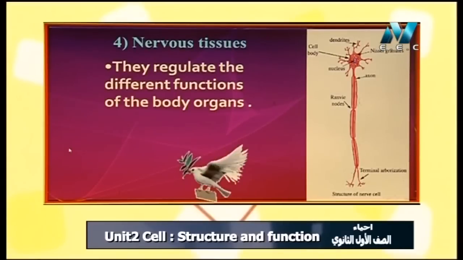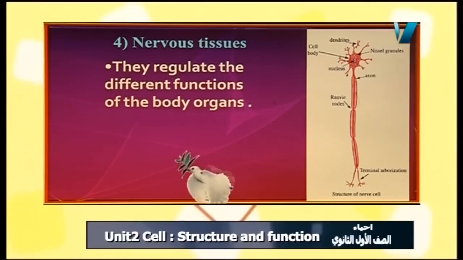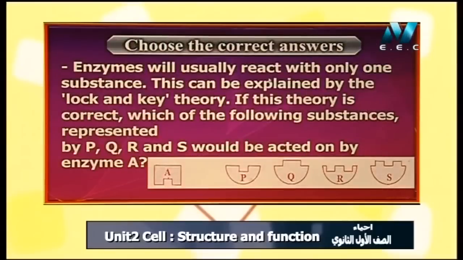The third kind or fourth kind of tissue بنقول عليها nervous tissue. They regulate the different functions of the body organs. يبقى دي بتعمل controlling أو regulate the function of the body organs because it is responsible for carrying the sensory impulses from the sensory organs to the central nervous system and they carry motor impulses from the central nervous system to muscles or glands. علشان كده النيرفس تيشو دي مهمة قوي انها بتعمل لي كنترولنج لكل السيل اكتيفيتيز.